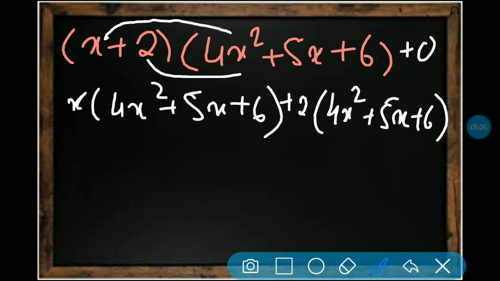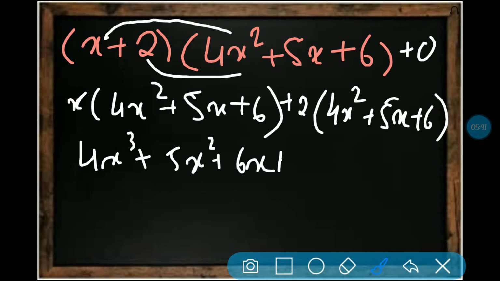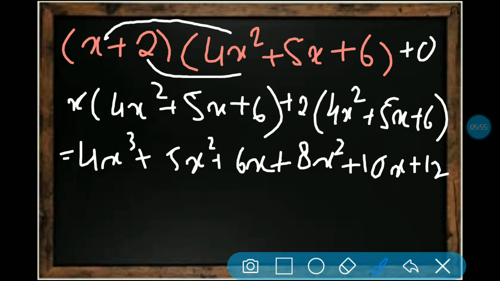Very simple, right? Let's do that now. So x into 4x square, 4x cube, plus sign is there, right? 5x into x, 5x square, plus 6 into x, 6x, plus 2 into 4x square, 8x square, plus 2 into 5x, 10x, plus 2 into 6, 12. So this is the second step. And the third step, we have to add the like terms here, right? 5x square, 8x square, 6x and 10x. So we will add these like terms.